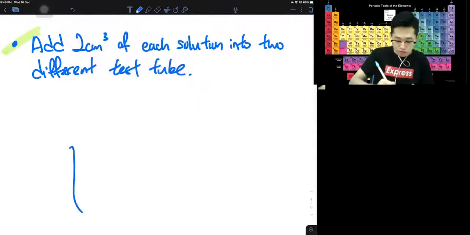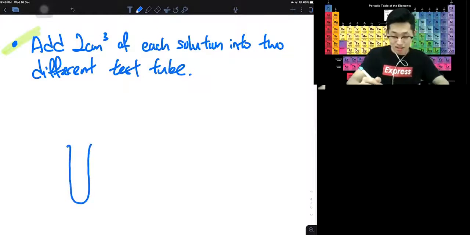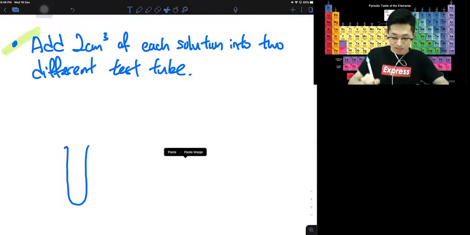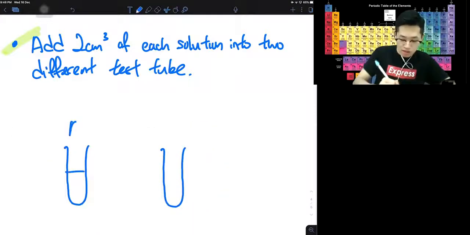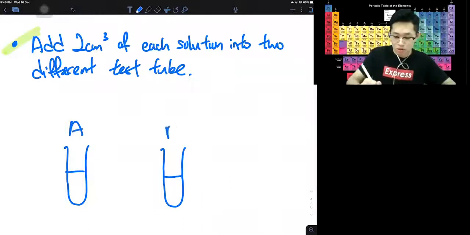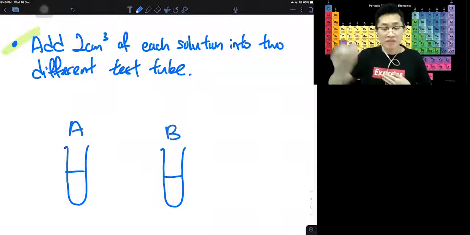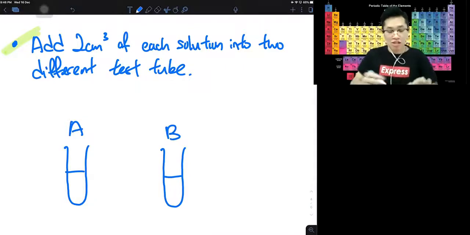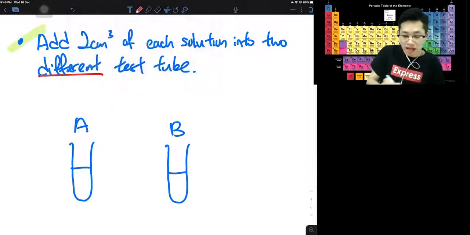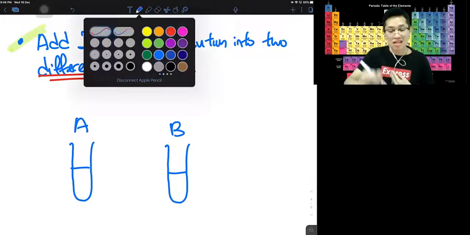Let me just draw it out to show you. So this is a test tube containing solution from bottle A, and this one is from bottle B. Even if you write with labeling A and B, or 1 and 2, also can, as long as you are able to tell they have been added into 2 different test tubes. So next, you will start to do the test.